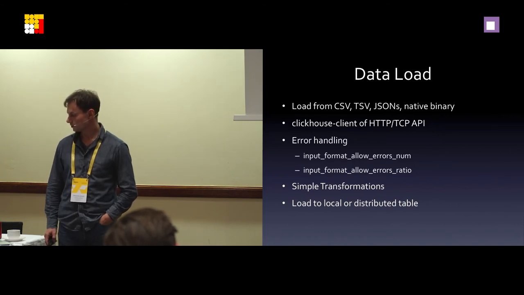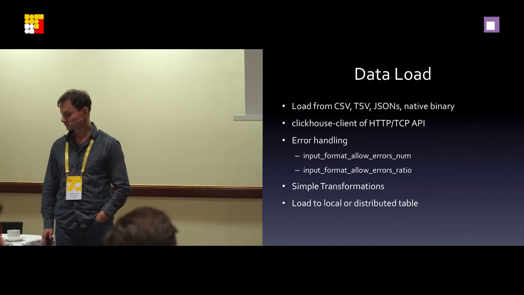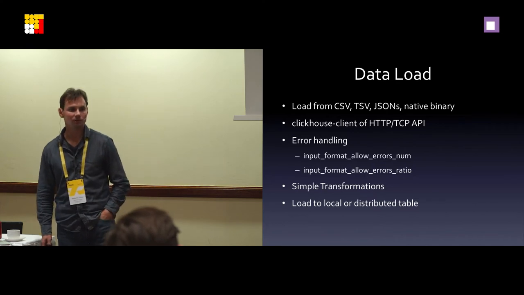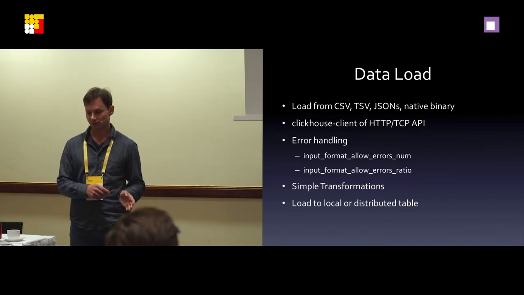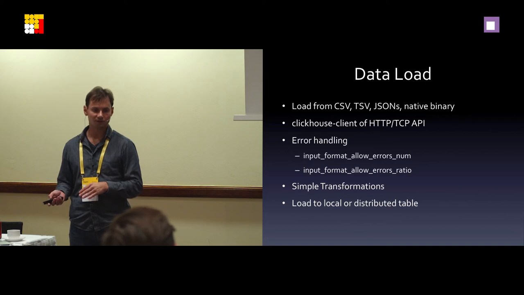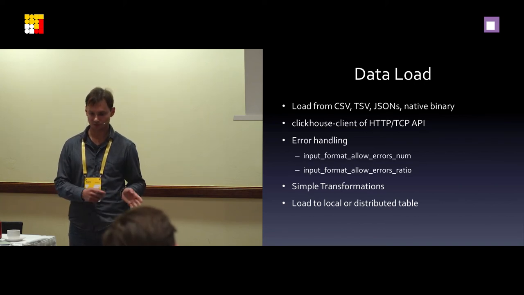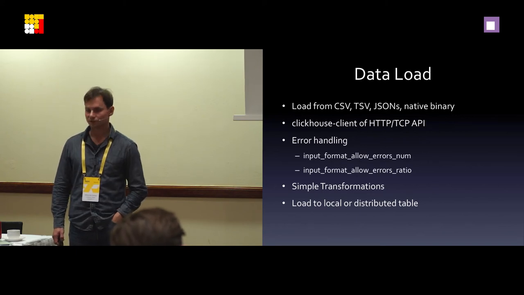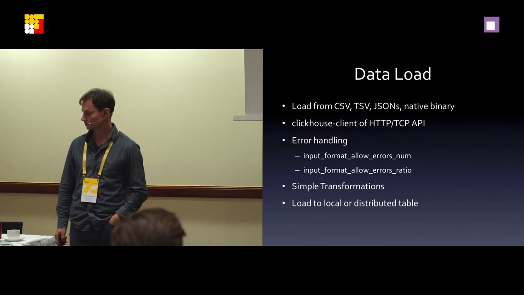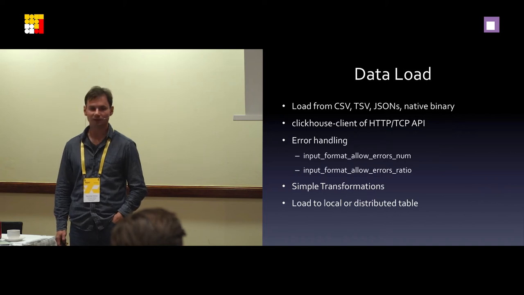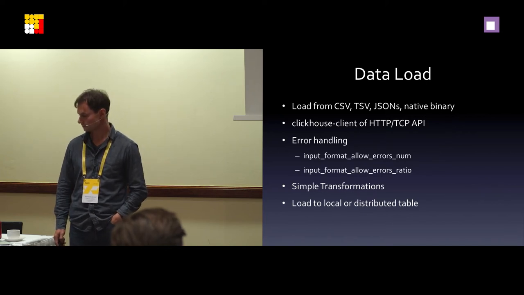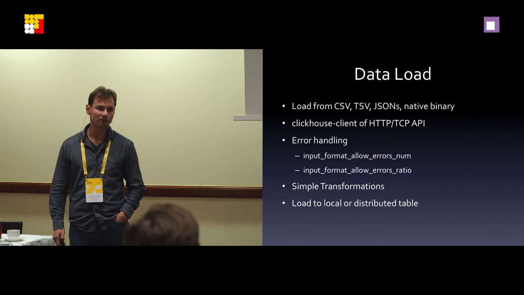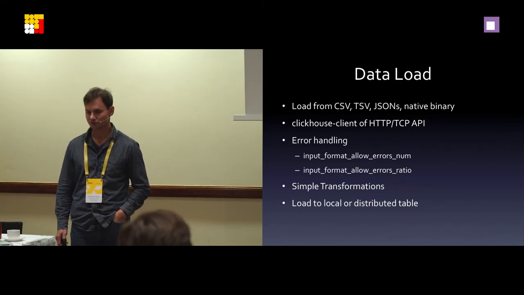Now let's talk briefly about data load. ClickHouse supports multiple load formats. Actually, it's quite symmetric. You can export data to the same formats and import from the same set of formats. The most convenient for data load are common formats like CSV, TSV, and some sort of JSONs. There's also native binary, which is probably the fastest, because ClickHouse doesn't need to do extra parsing.